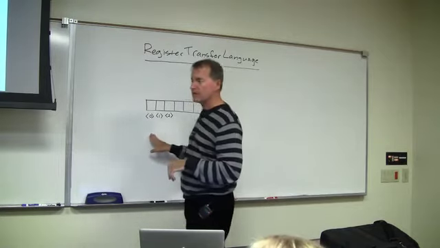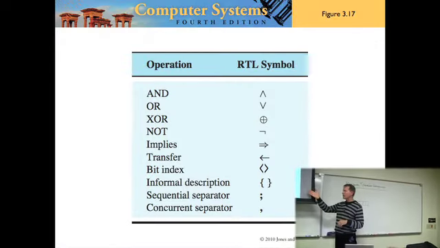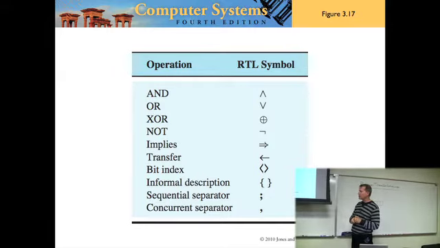Does everybody see how that works? Okay. Braces are used, sometimes we need to get a little informal, so braces are used to enclose an informal English phrase to describe the operation. And now here are two important ones. The semicolon is the sequential separator, and the comma is the concurrent separator.